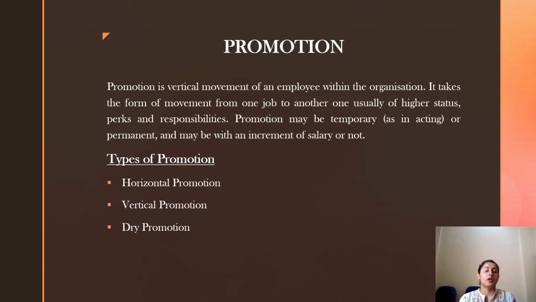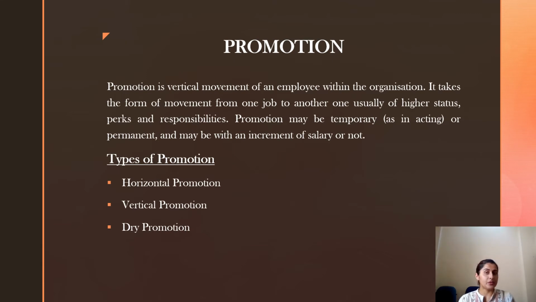Say for example, you are in the position of executive, right? Then you move to the position of a manager. It is said to be a vertical promotion in which your position changes, in which your job roles, responsibilities, duties also change. More responsibility will be given to you, more duties, different kinds of important duties. Along with that, as per your designation, you are given better perks, salaries, benefits, etc. So this is said to be vertical promotion.